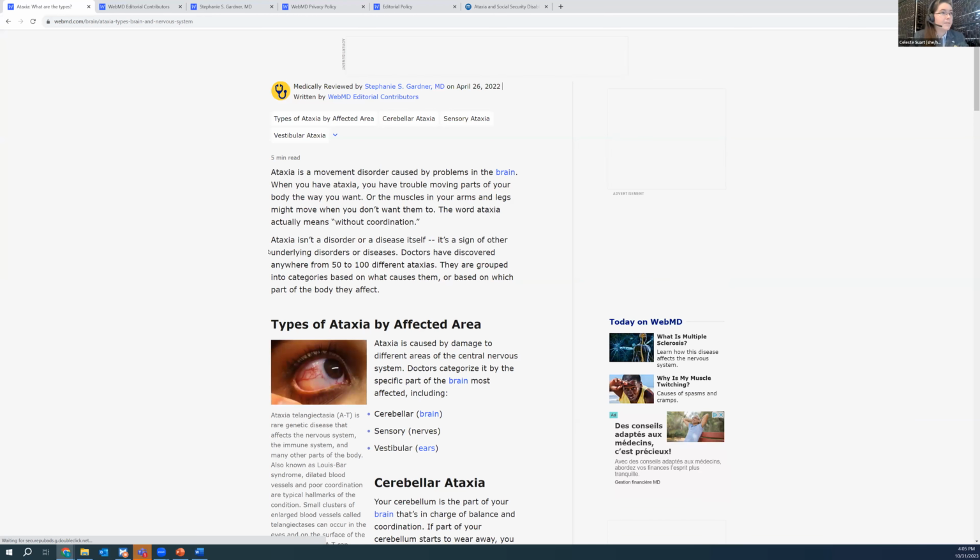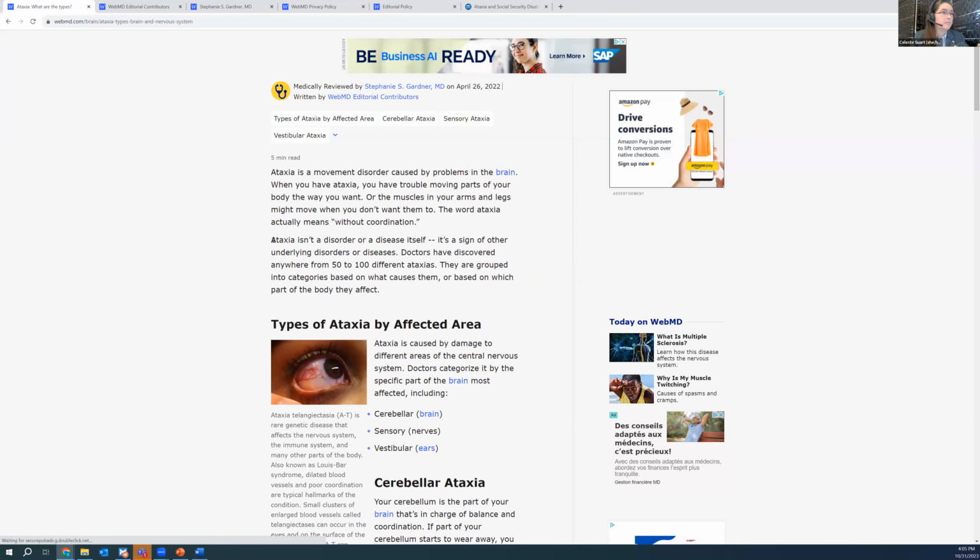And we're also seeing that the information here is not 100% correct. So ataxia is a common symptom of other neurological disorders, but saying that it's a sign of other underlying disorders or diseases is not 100% accurate. There are some disorders that are ataxias. So if someone was reading this for the first time, if they didn't have that background knowledge, they might not know that, and they might get off on the wrong foot in terms of finding out information.